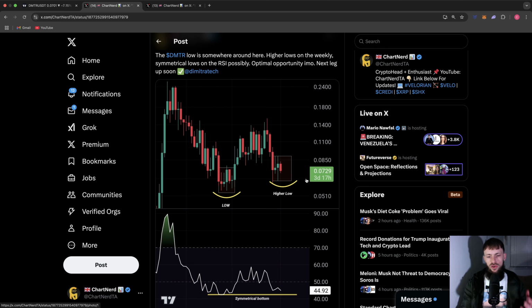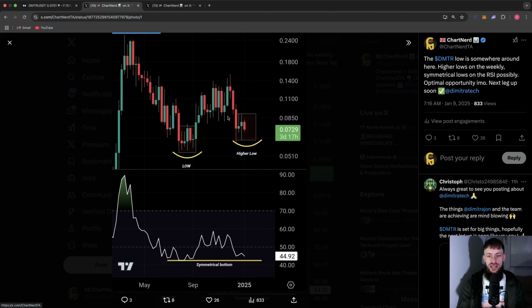Let's dive in. So before I actually get onto the charts, I just wanted to come over to a couple of my posts on X and give a quick breakdown of what I think is actually occurring here for DMTR. I do apologize, I'm so used to covering Velo. The DMTR low is somewhere around here. Higher lows on the weekly, symmetrical lows on the RSI, possibly an optimal opportunity, in my opinion, next leg up soon.